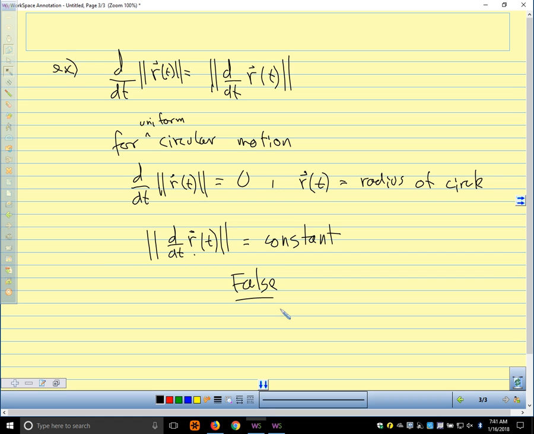For uniform circular motion, the speed is constant. Is the velocity constant? No, because what's happening to the velocity? It's changing direction. And we're talking about a vector quantity, so the velocity would not be constant. It has constant magnitude, but it's changing direction.